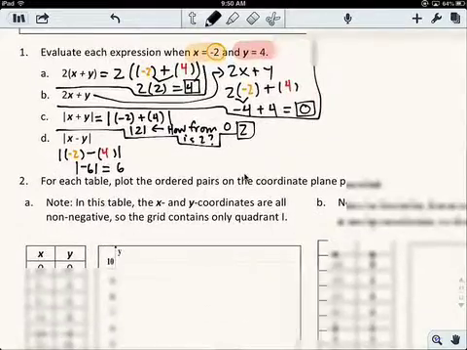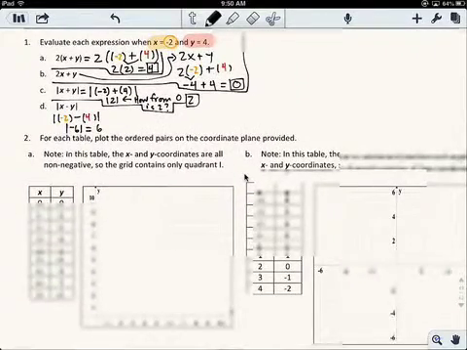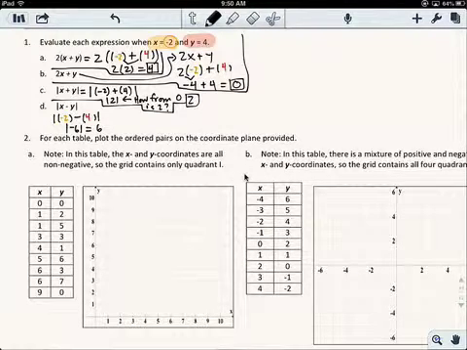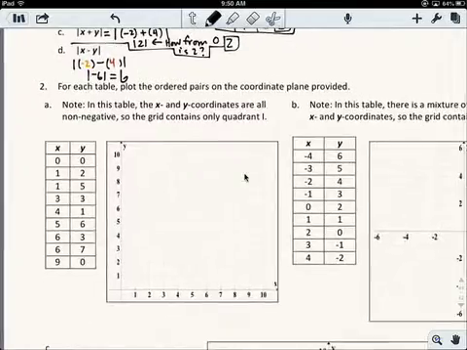All right. For each table, plot the ordered pairs on the coordinate plane provided. Note in this table the x and y coordinates are all non-negative, so the grid contains only quadrant 1, which we usually write like that. Whoops, 6. Let's go ahead and start plotting.